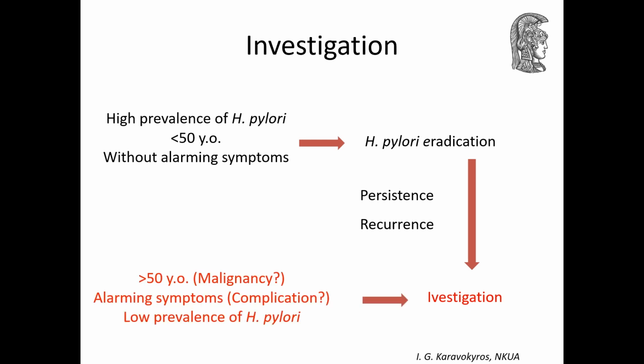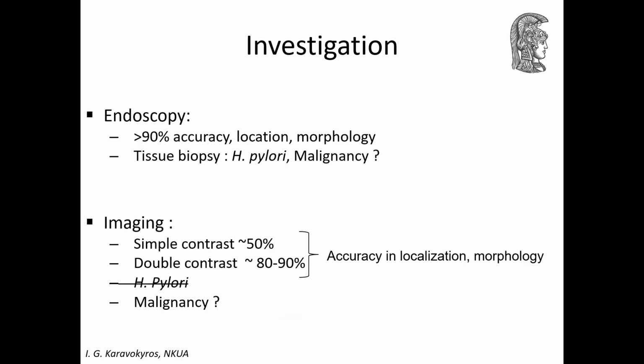reappear. Upfront investigation is reserved for those older than 50 years old because they may harbor a malignancy, those with alarming symptoms because they are at risk for complications, and those living in areas with a low prevalence of Helicobacter. Ideally, every patient must be investigated, but this strategy does not seem cost-effective. The diagnosis is set endoscopically with 90% accuracy.